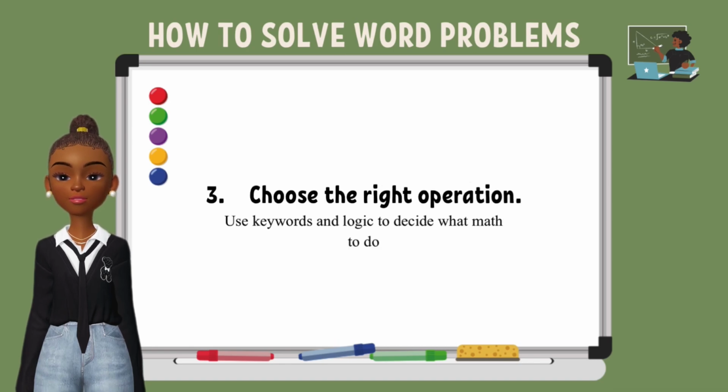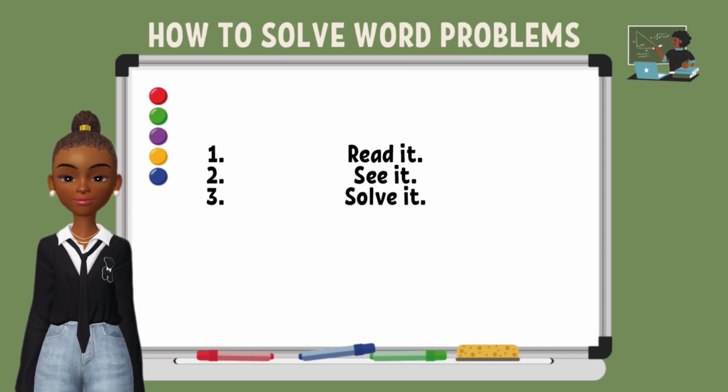Step 3, solve the story. Use your keywords and common sense to pick the right operation and always write your answer in a complete sentence. All together, read it, see it, solve it. Now let's jump into example 1. I'll see you again at check for understanding.